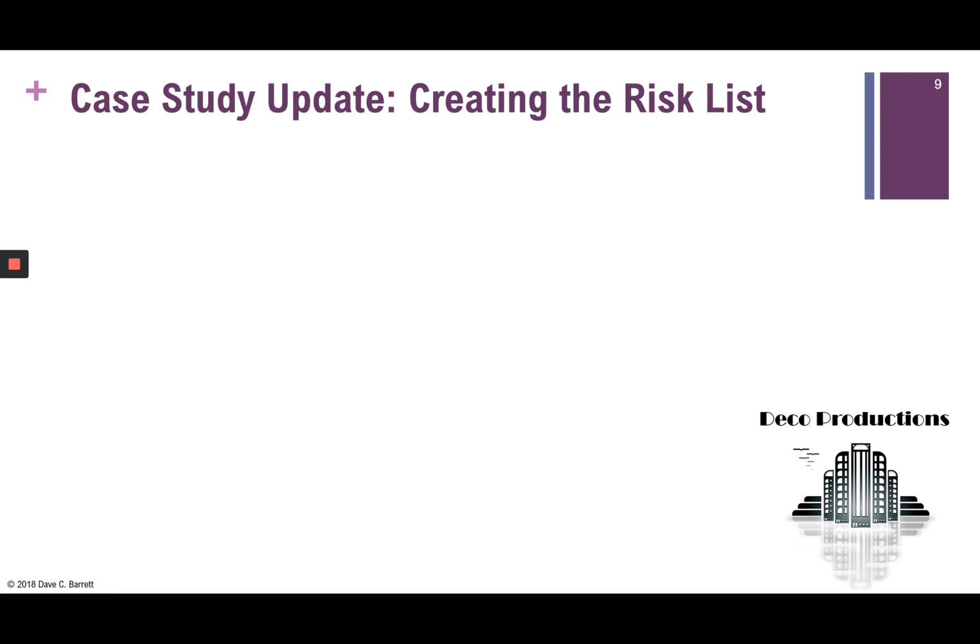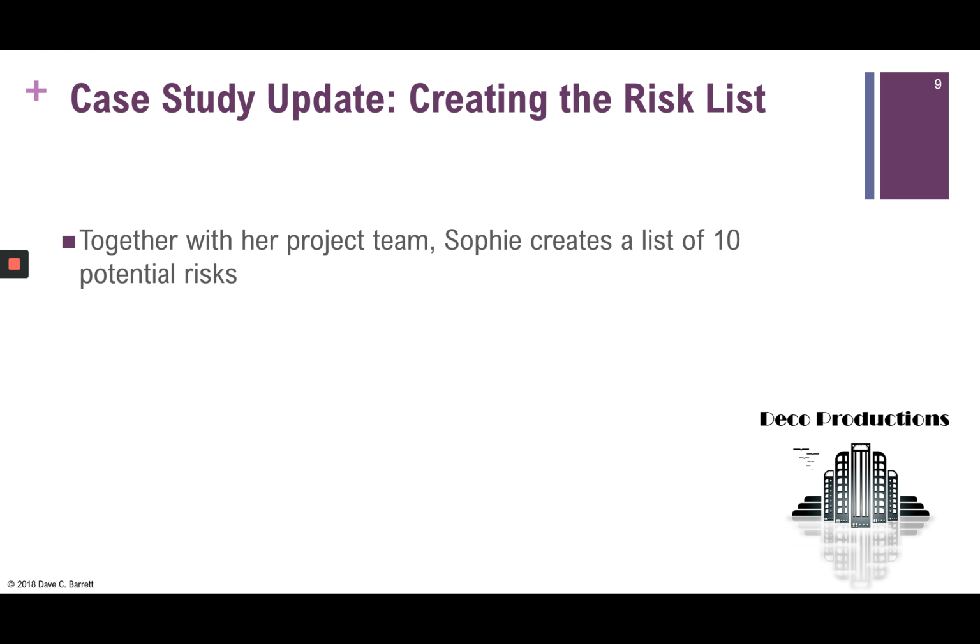Okay, so we're back, and I assume that you've read the case study update. So now what we've seen is the creating of the risk list. That's what was happening in that video. So together with her project team, Sophie created a list of 10 potential risks. Now, it doesn't have to be 10. On some projects it's 5, and others it might be 50. So it's an exhaustive list of the things that can be thought of.